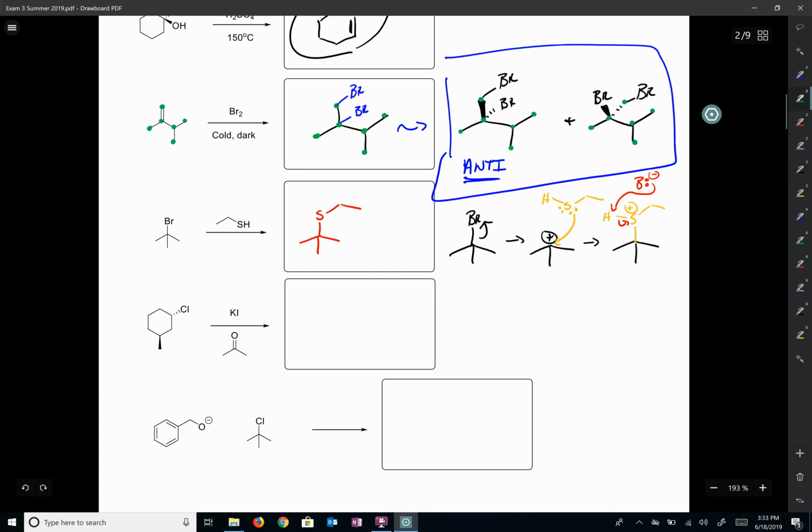Okay, looking around, we've got a secondary leaving group here. We've got a polar aprotic solvent here. That's our buddy acetone. We've got KI.